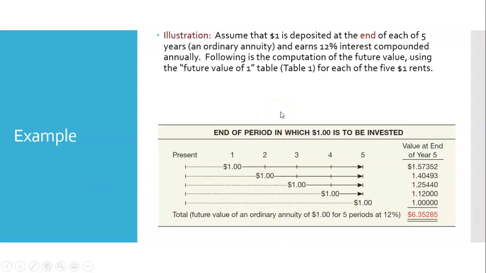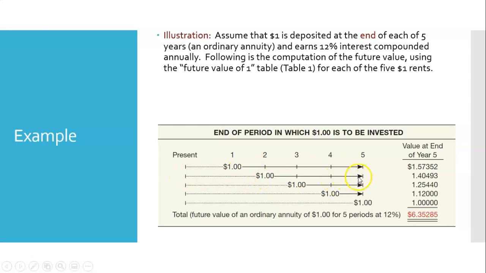Now this shows you how an annuity could work if you wanted to do it as separate single sum problems. Here is where we're depositing $1 at the end of each of 5 years. It earns 12% interest, and at the end of the first year, we deposit $1. How much do we have at the end of 5 years? Well, we can do that as a single sum problem, and we would end up with $1.57 roughly.